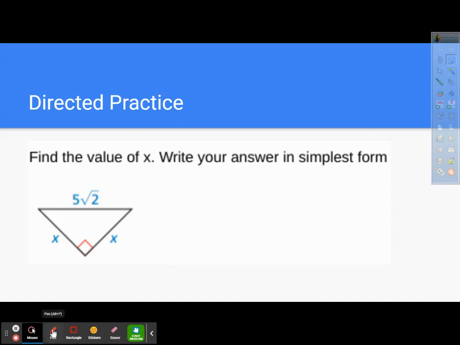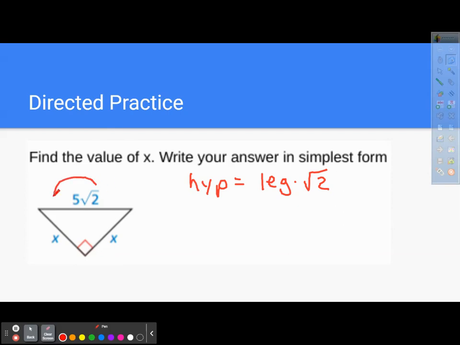X is a leg. Well, I know that the hypotenuse equals the leg times the square root of 2. Now, the difference in this one is they give you the hypotenuse rather than a leg. So they gave me the hypotenuse, so I would plug that in for the hypotenuse. I would do 5 square roots of 2 equals the leg, here is x, so x times the square root of 2. So 5 square roots of 2 equals x times the square root of 2. Notice the difference here.